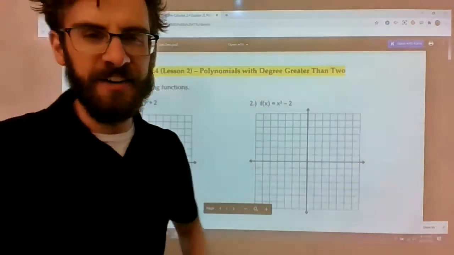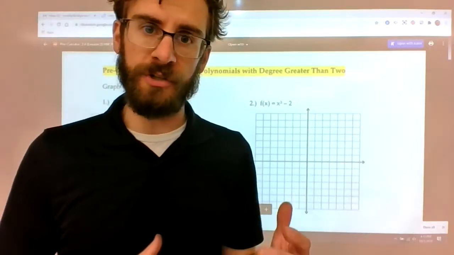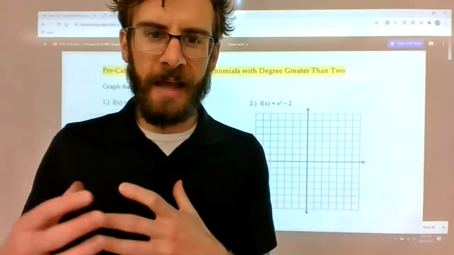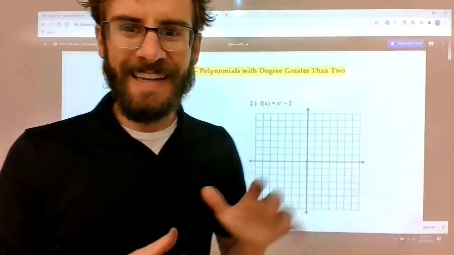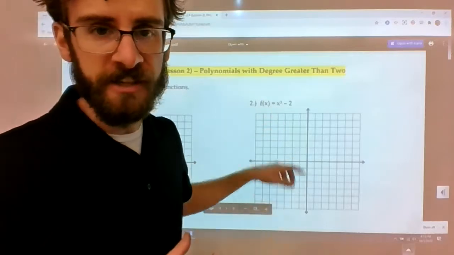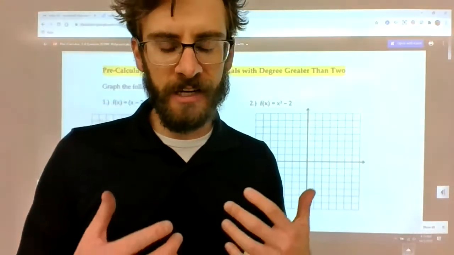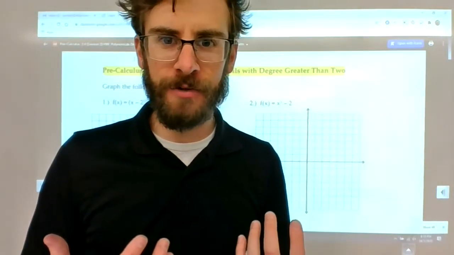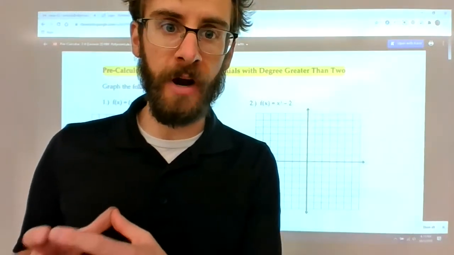I wanted to piggyback off the concept of vertex form from parabolas, quadratic equations, to inform us: what happens when this similar looking vertex form encounters cubed functions, functions to the fourth power, functions to the fifth power? Let's see if we can glean some patterns so that we can really extend that concept well beyond parabolas.